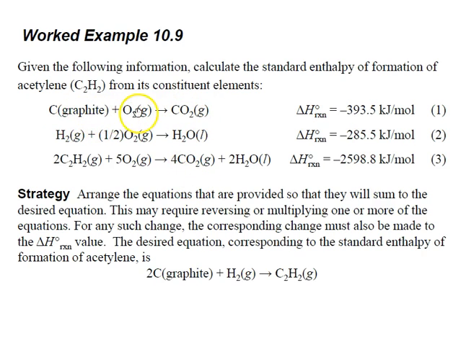Carbon graphite plus molecular oxygen gives carbon dioxide. Hydrogen gas plus a half of molecular oxygen gives water liquid. And then 2 parts of acetylene and 5 parts of oxygen, so this would just be the combustion or burning of it, gives 4 parts carbon dioxide gas and 2 parts water liquid. We get the enthalpy of reaction of each of these. These are standard enthalpies of reaction.